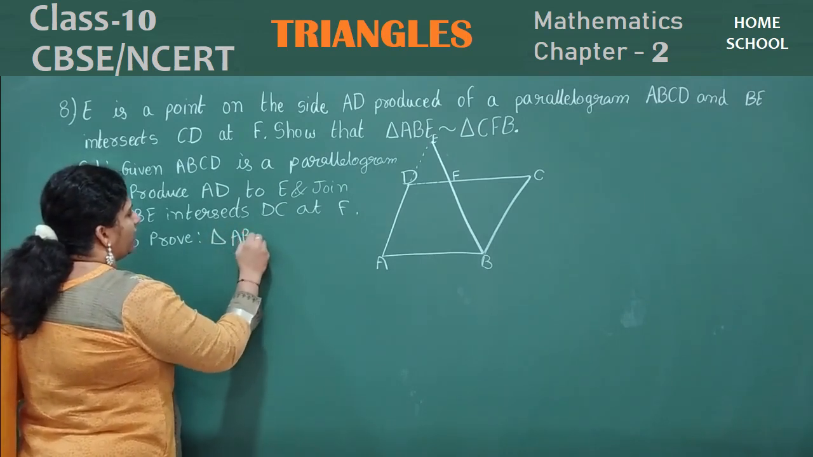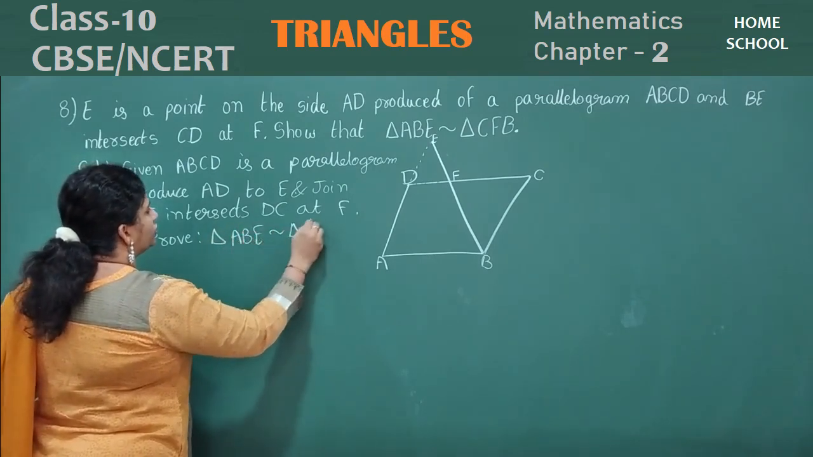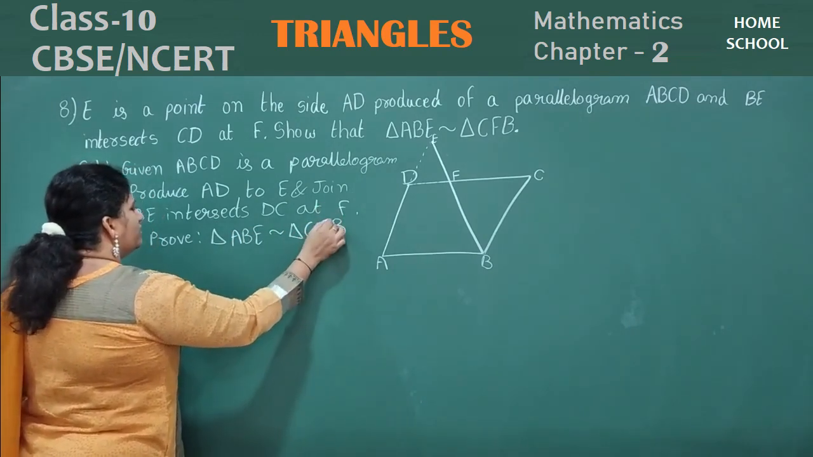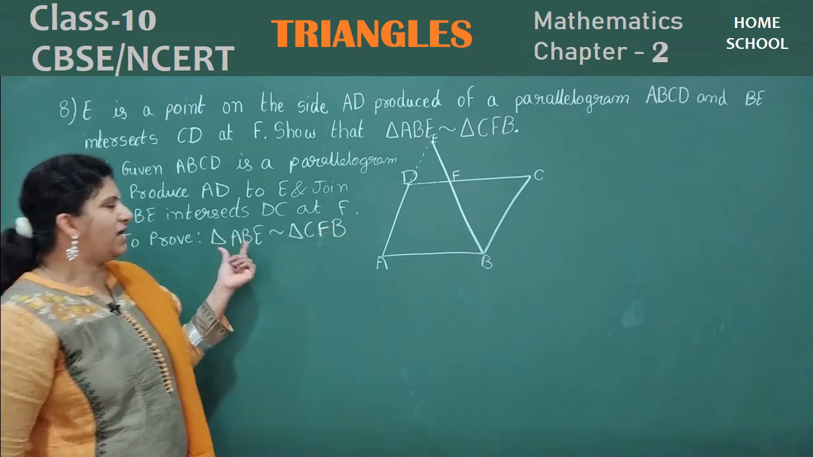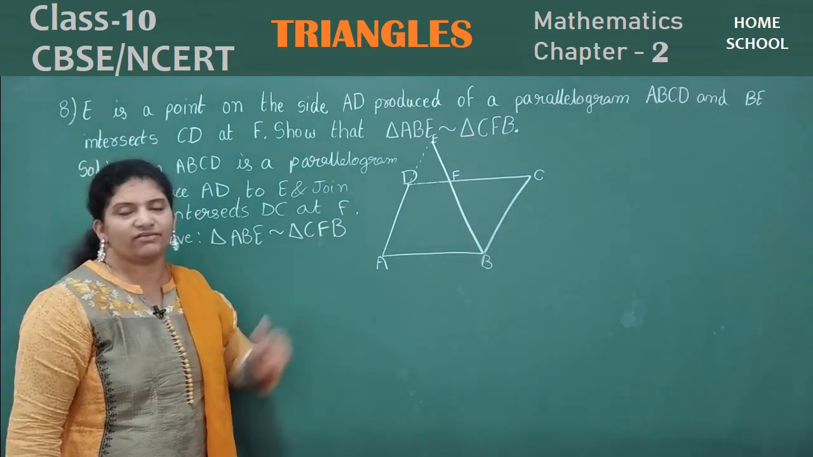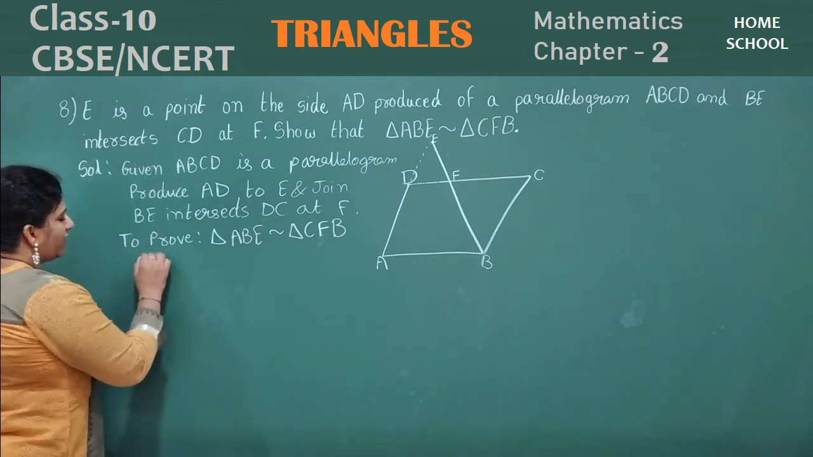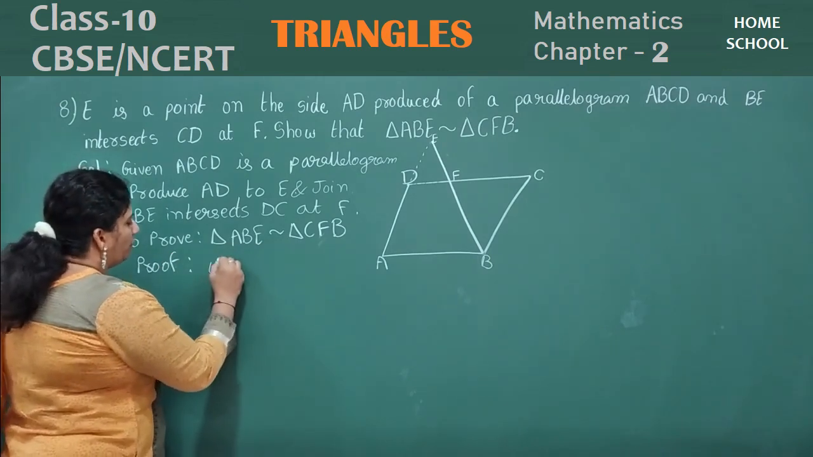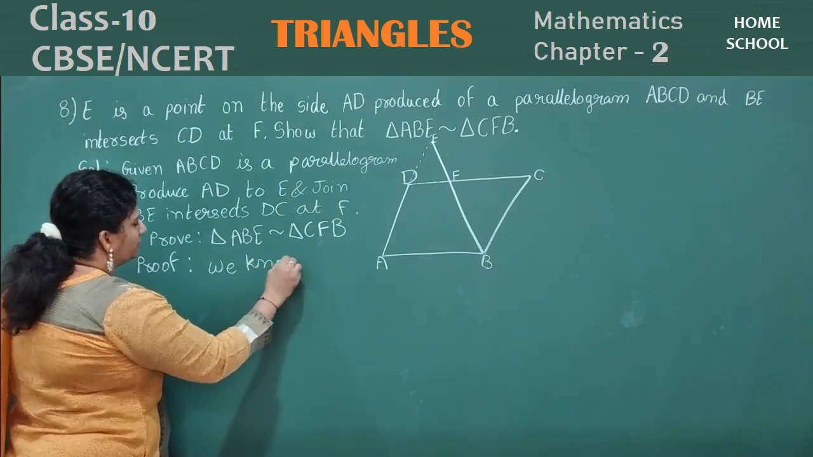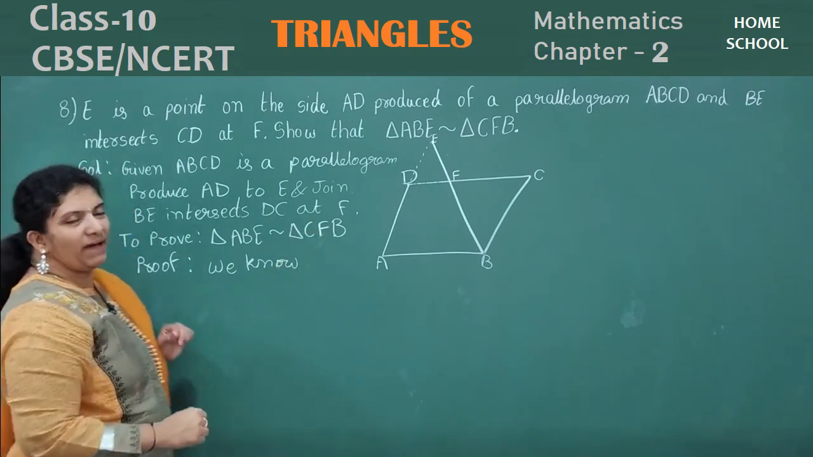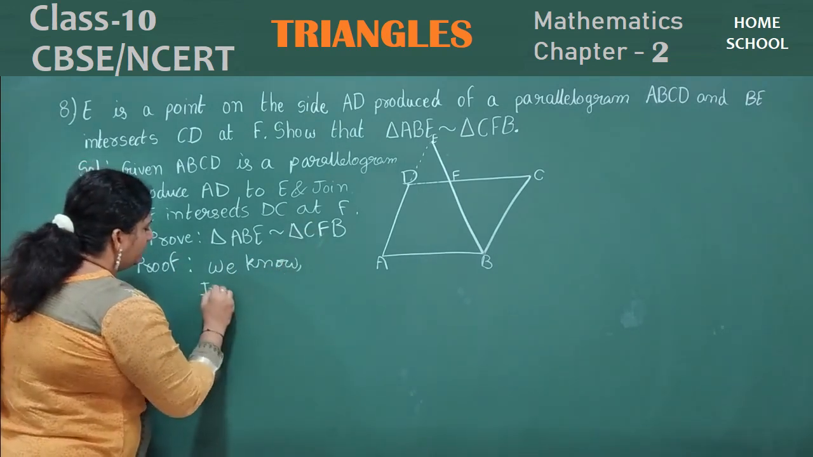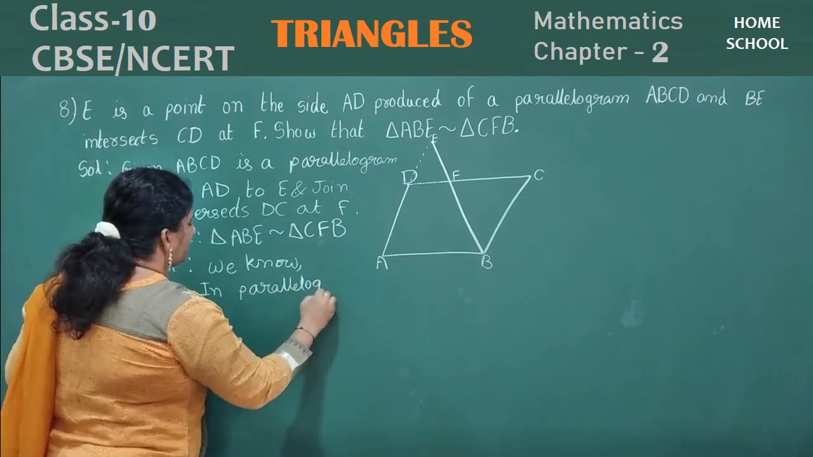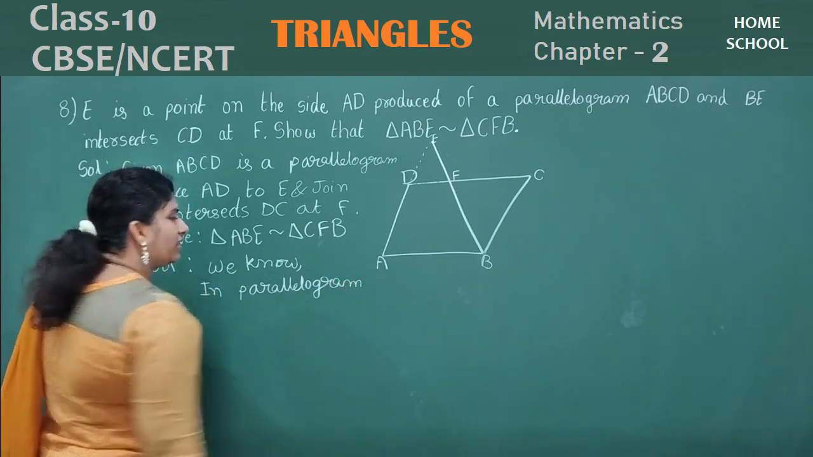Triangle ABE is similar to triangle CFB. We need to prove. So let's start our proof here. How do we start here? We start our proof with 'we know'. We know in a parallelogram, what do we know, children, in a parallelogram?